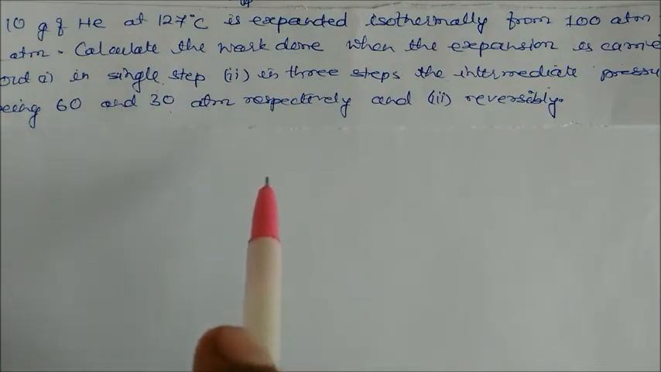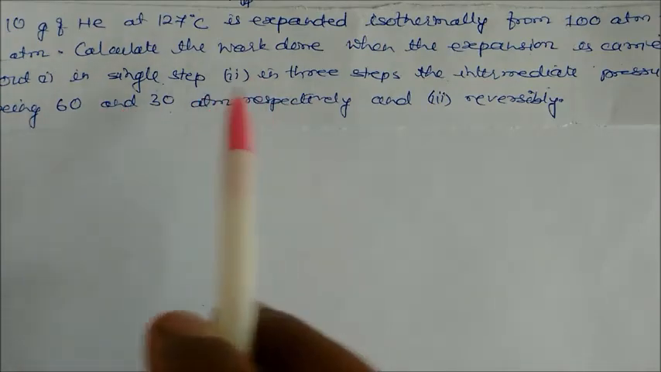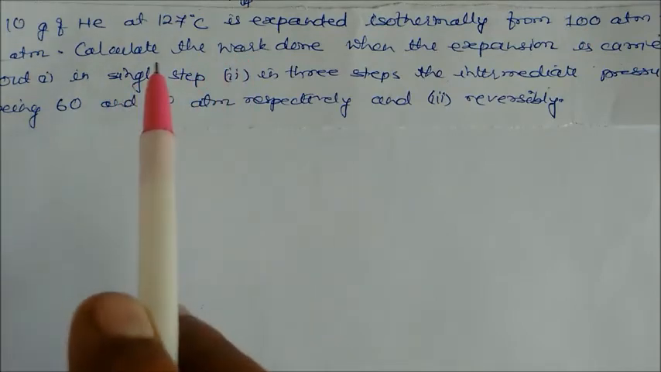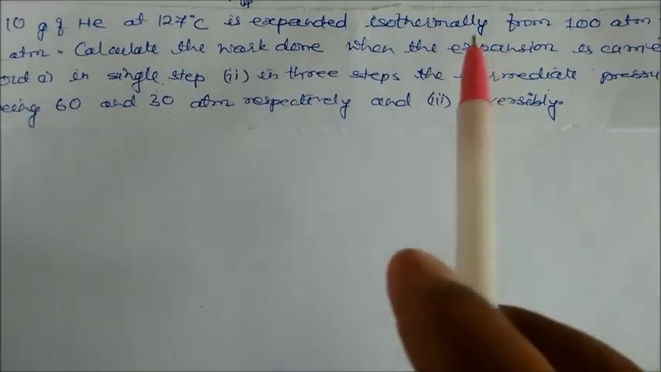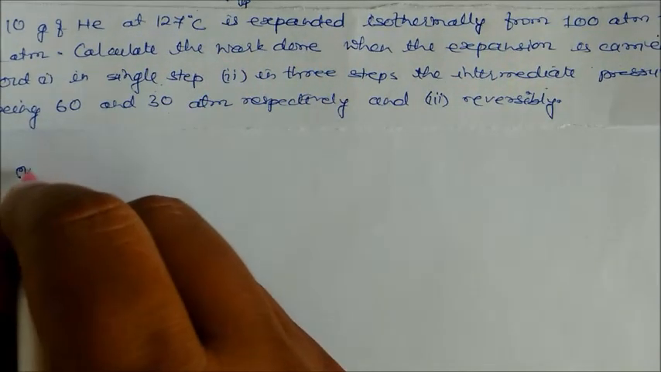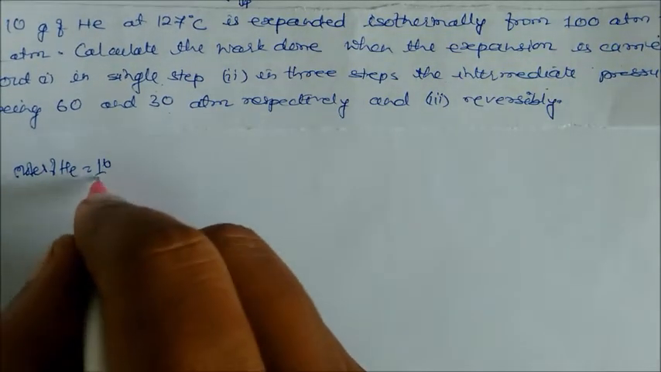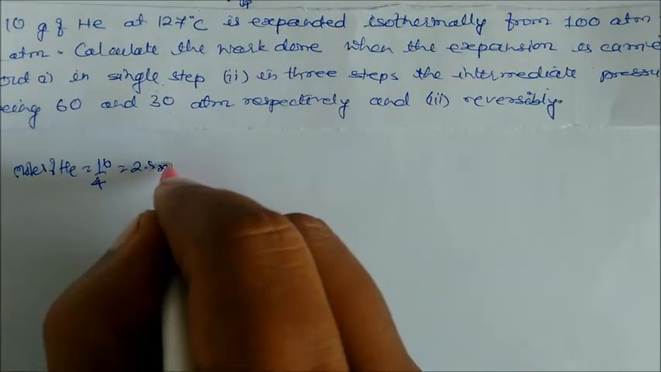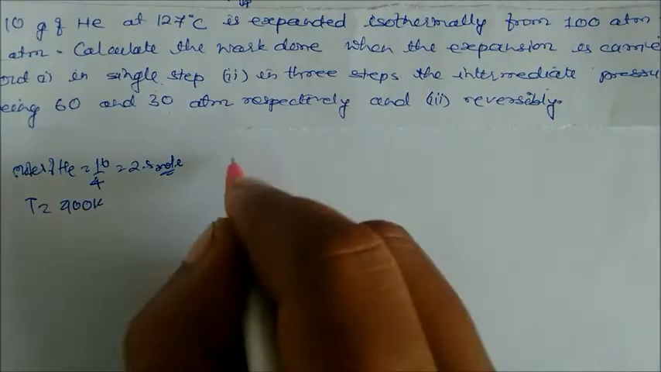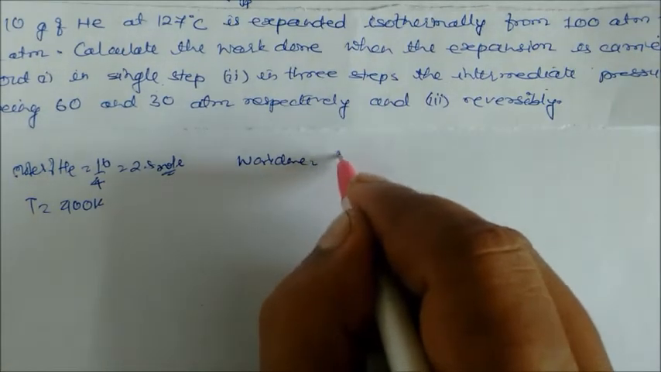Again, what is the initial pressure, what is the final pressure, that is given here, 100 atmosphere and 1 atmosphere. The mass of helium they have given here is 10 gram. So moles of helium will be 10 by 4, that is 4 gram per mole of helium, so this becomes 2.5 mole, and temperature we know is 400 Kelvin. Now work done. So work done will be equal to how much? It will be V delta P.